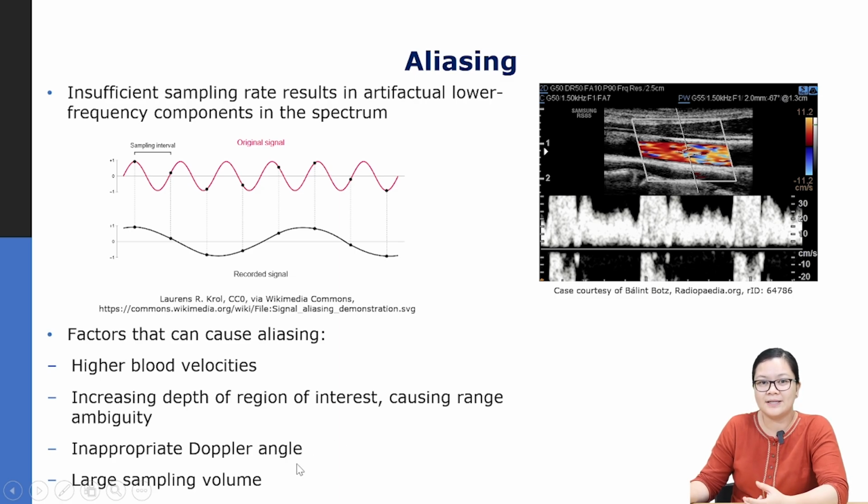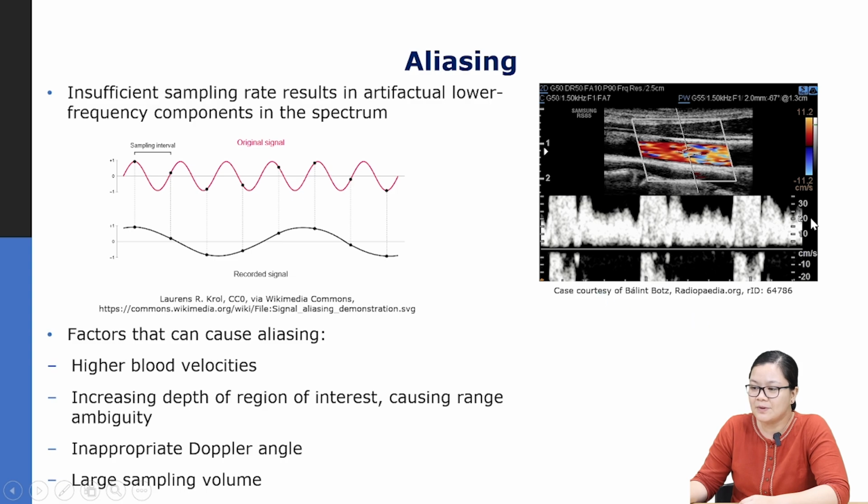If there's an inappropriate setting of the Doppler angle, that can also cause aliasing. And if there's a large sample volume. So you want to keep the sample volume small enough to be able to accurately measure the velocity at that region of interest, but also large enough to be able to get a good view of that entire vessel. But if it's too large, then there could be a large distribution of velocities, some really high and some really low, which can also cause some aliasing.